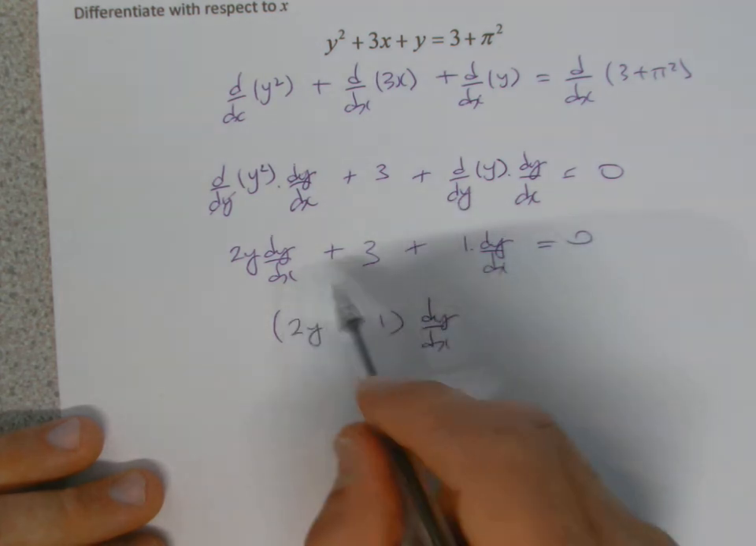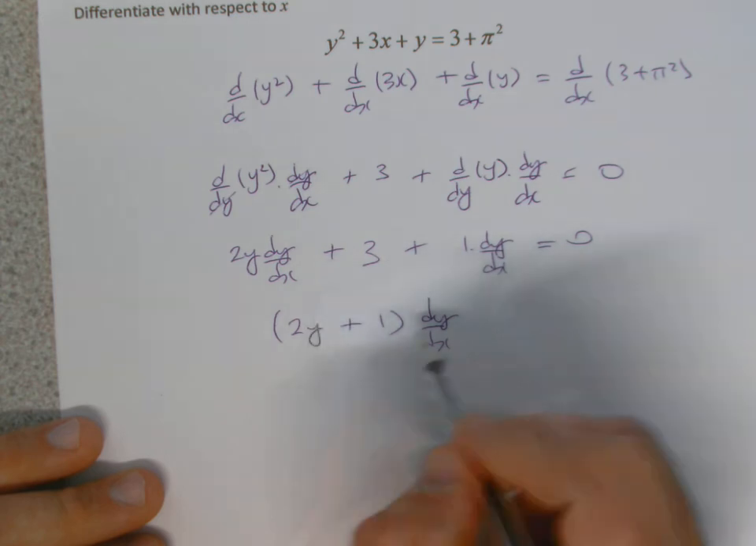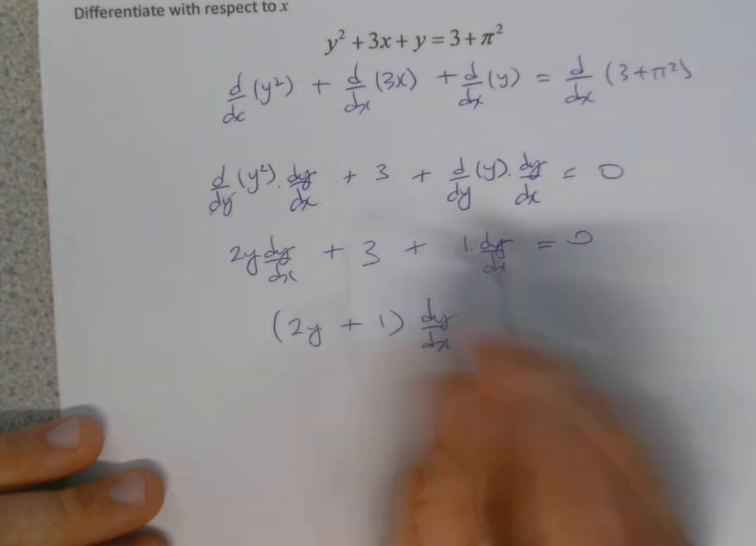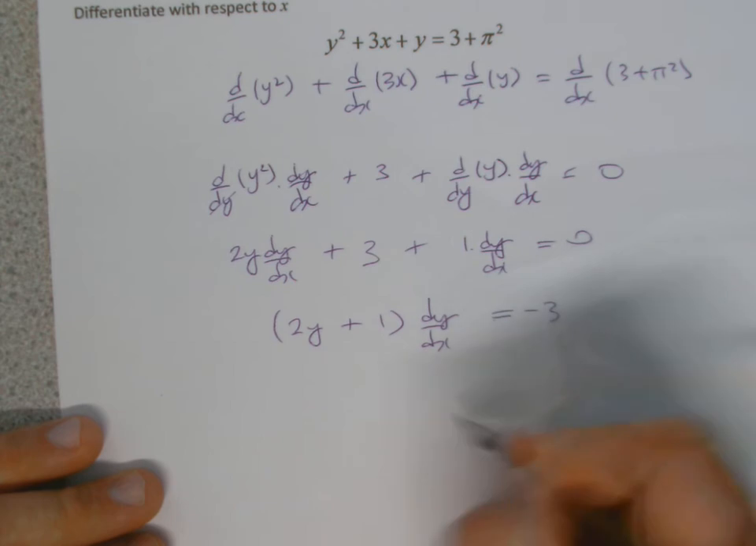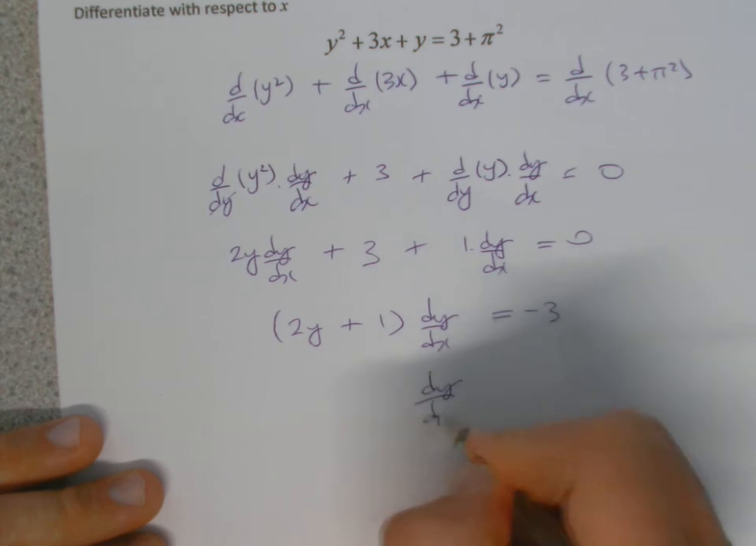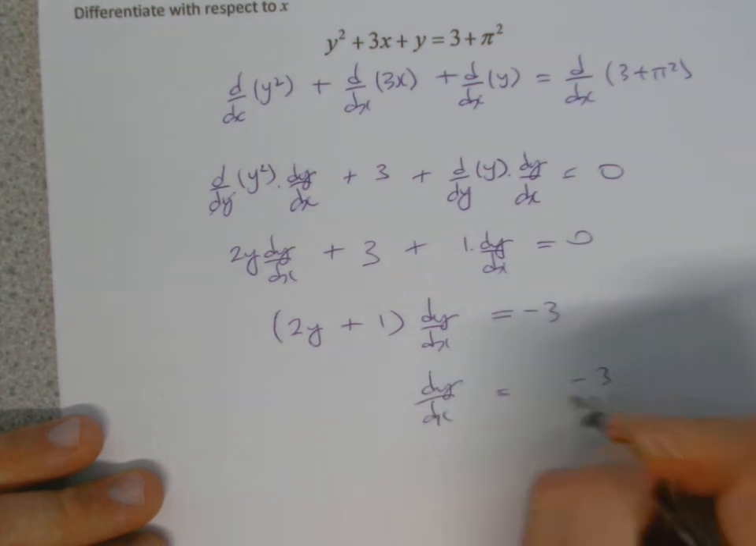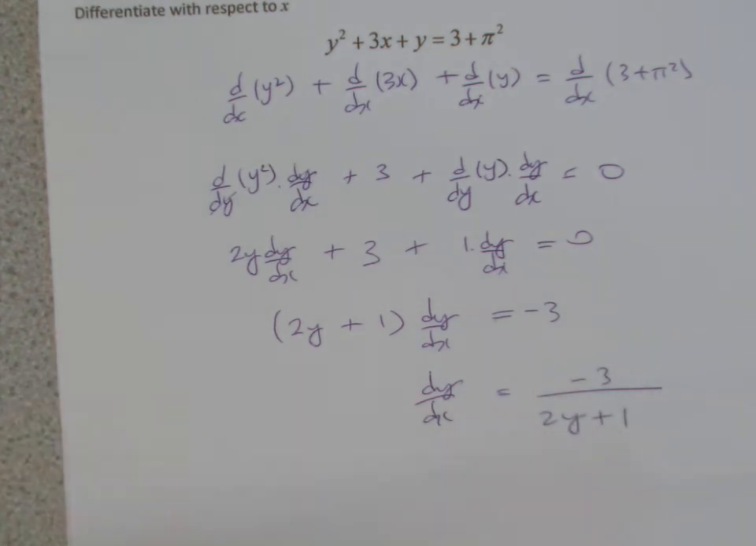So you factorize out the dy dx, you've got 2y plus 1. Take the 3 over the other side, so it equals minus 3. And then to get dy dx, you do minus 3 over 2y plus 1. And we've got our answer.